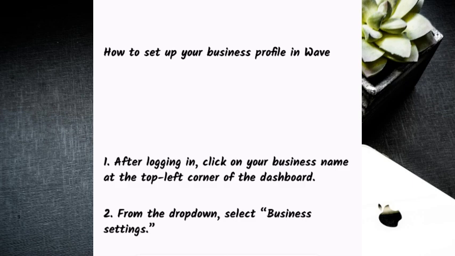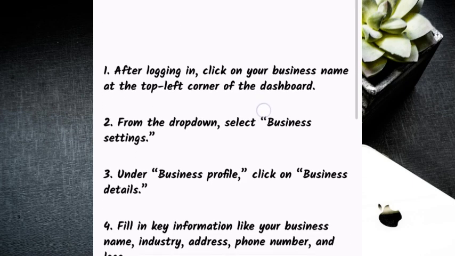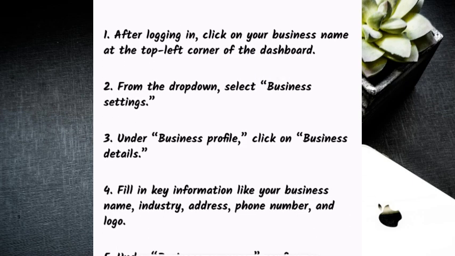From the drop down, you're going to select business settings. Next, under business profile, just click on business details. And then you're going to need to fill in key information like your business name, industry, address, phone number, and logo.